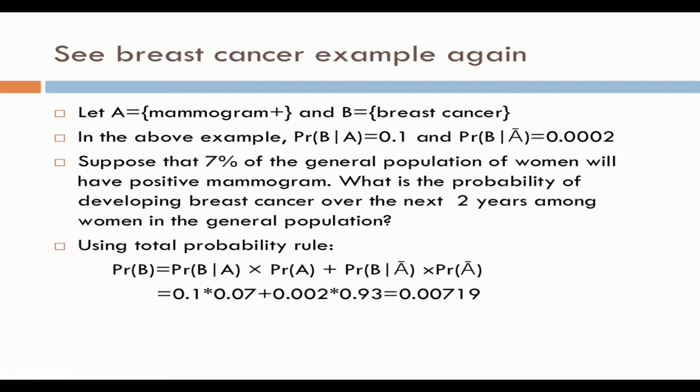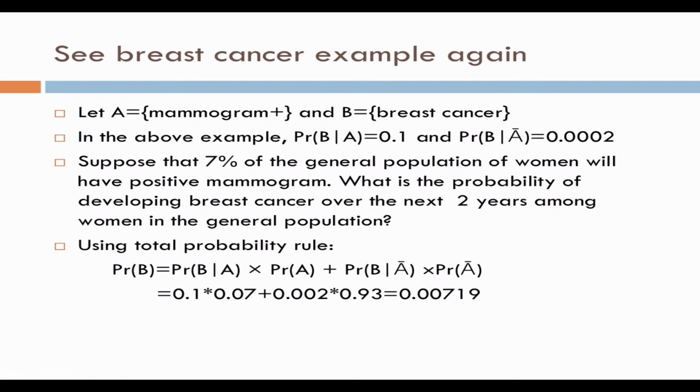That goes to my previous point that if you know nothing about B, what you do is you decompose the probability of B into two parts: the part that overlaps with A and the part that doesn't overlap with A. That is the total probability rule. So using this rule, the probability of B equals the probability of B conditional on A multiplied by the probability of A, plus the probability of B conditional on A complement multiplied by the probability of A complement.